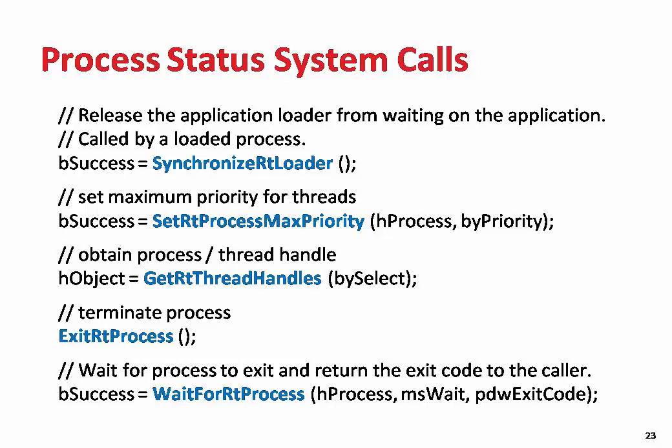Wait for RT process, as well as wait for RT process EX, waits for termination and exit code of the loaded process. The EX version is designed for processes that have been created in state suspended and started by start RT process.